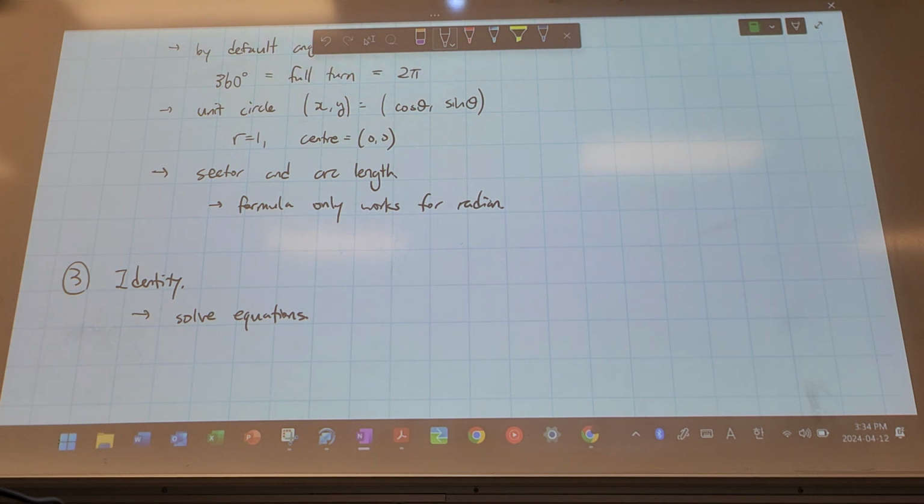difficult using those. Or maybe you have something like sine of 2x plus sine of x is equal to 0. Then we need to make sure that all the sines become just sine of x, not sine of weird things.